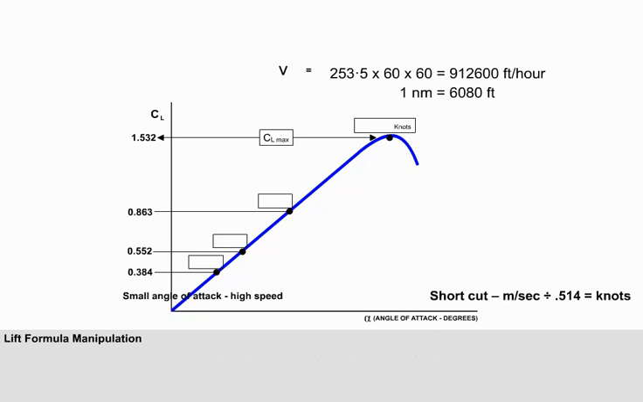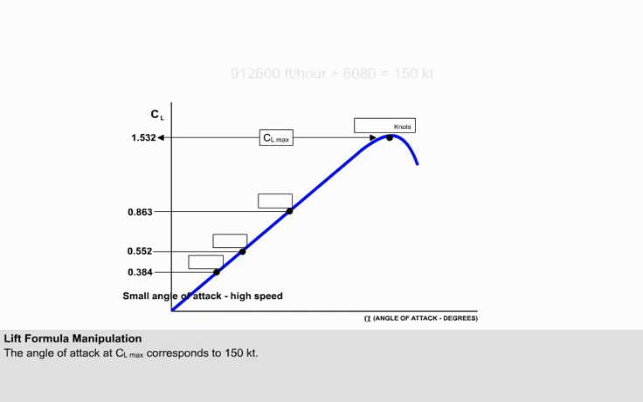The same result can be arrived at rather more simply by dividing meters per second by 0.514 to get knots, but we include the steps to show you the logic. Thus, it can be seen that the angle of attack at CL max corresponds to a speed of 150 knots. This method can be used to ascertain the speed that applies to any CL or angle of attack, with a reduction of CL and angle of attack giving a higher speed.